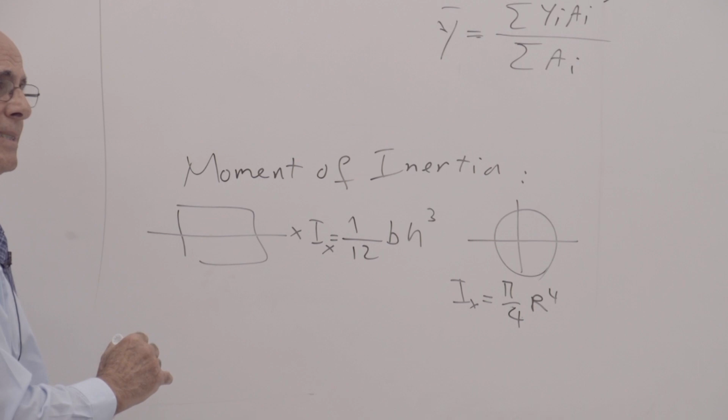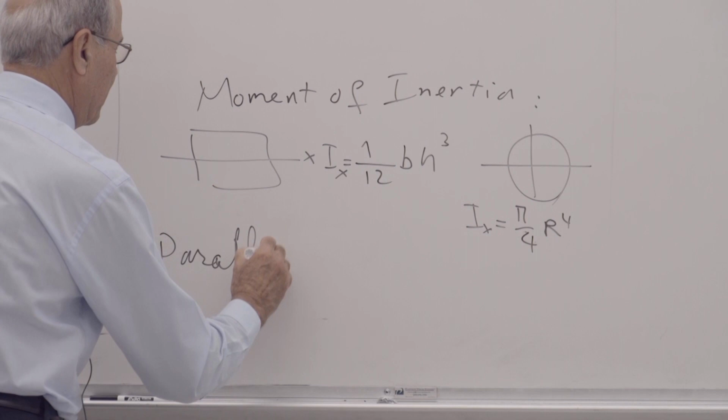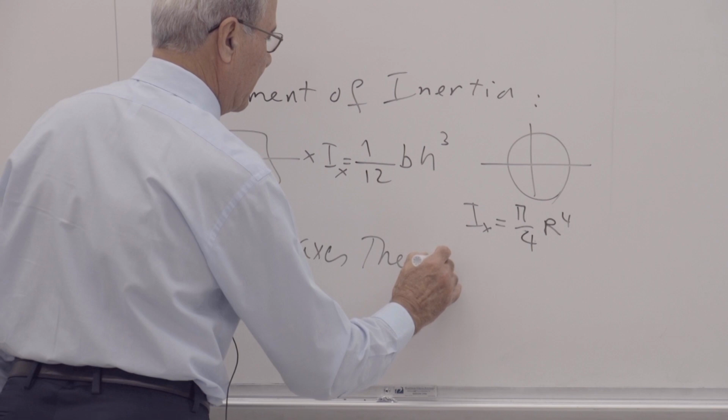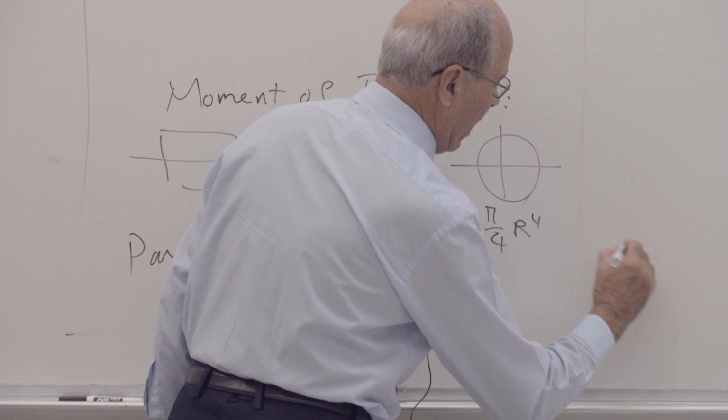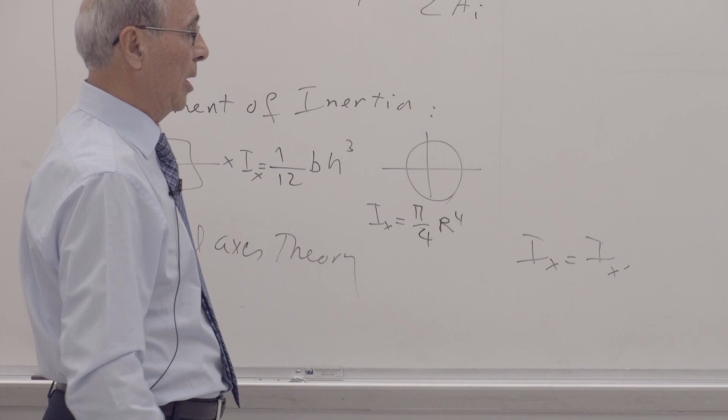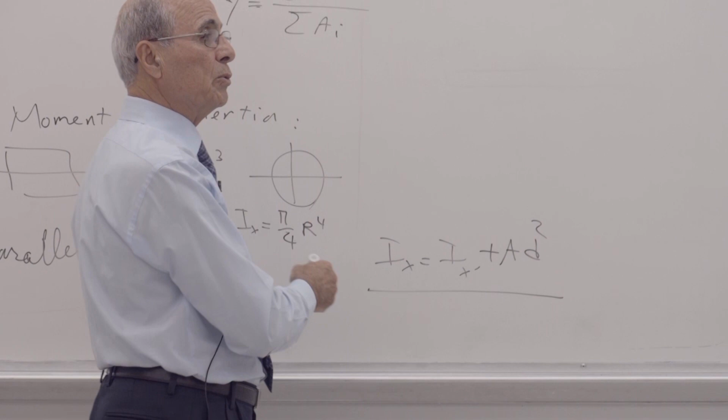Parallel axis theorem. So therefore, you have here, you say Ix equal to Ix prime. X prime passes through the centroid of the object, plus the area times distance squared. Don't worry about it. I'm going to do an example and do all of this in one example so that you see how it's being applied.